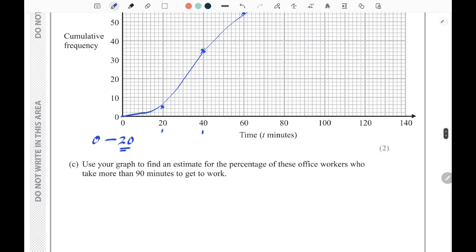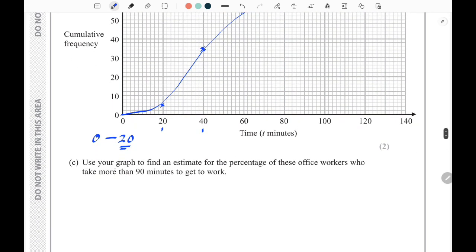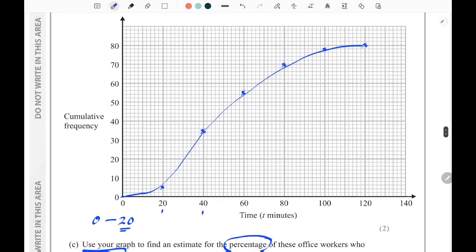The next part of the question says, use your graph to find an estimate for the percentage. Watch out, they want a percentage, not a number. Percentage of these office workers who take more than 90 minutes to get to work. So we want to find the number of people that are up to 90 and find out how many are left above that. So 90 is there. Okay, so we're going to take a line to our graph.